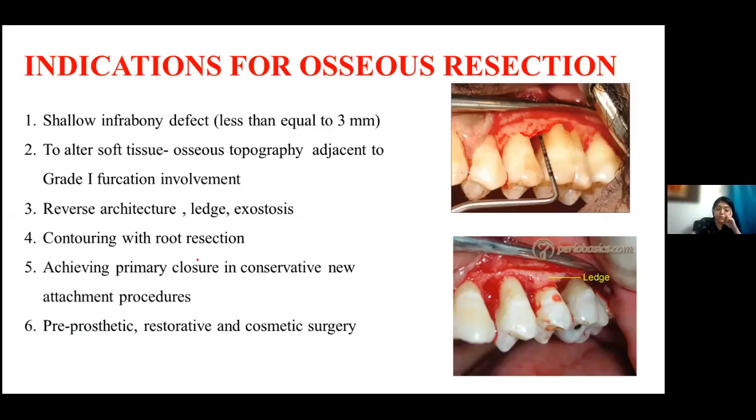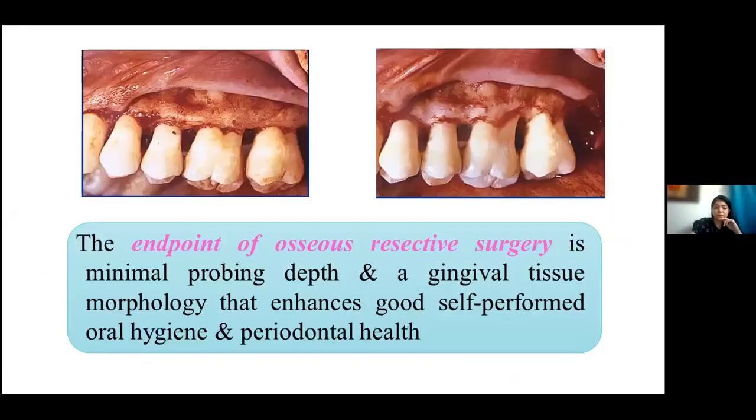Then if you want any pre-prosthetic, resective or cosmetic surgeries, that is when crown lengthening and anterior smile design come into the picture, right? So when you need to do crown lengthening and still maintain your biological width, then you need to contour the bone also, not just cut the gingiva. So there you have to do osseous resection.